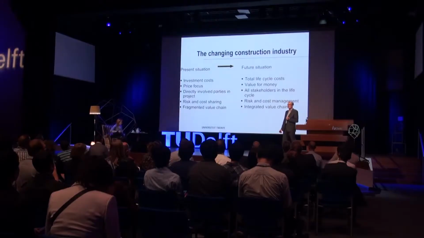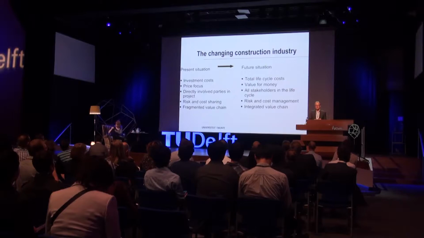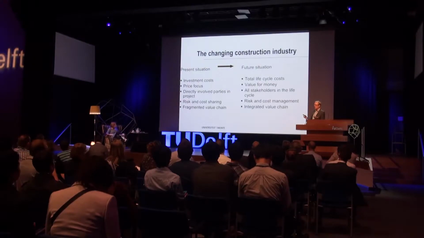So this is a slide that probably all of you know. Actually, most of you will probably say, we are already in that future situation. We focus already on total life cycle cost, on value for money. It's about different stakeholders, different interests, different performance criteria in the whole life cycle. It's about risk and cost management, and of course, the integrated value chain. Probably in many of your presentations, you address these things, because that's the future, or today of the future.